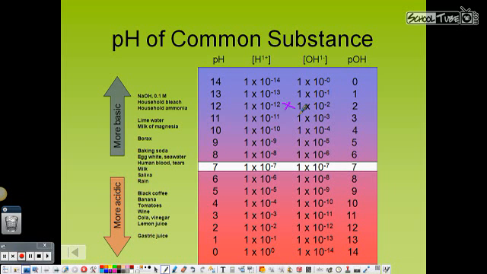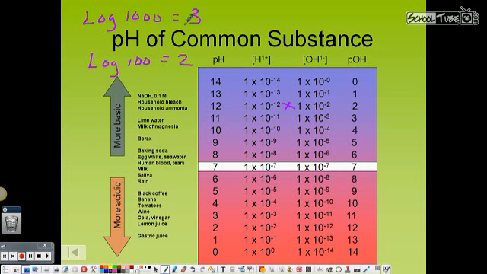Log. Log is the power of 10 that a number has to be raised to. For example, the log of 100 equals 2. 10 has to be raised to the second power to give you 100. 10 times 10 is 100. The log of 1,000 is equal to 3. So 10 raised to the third power, 10 times 10 times 10, is 1,000.